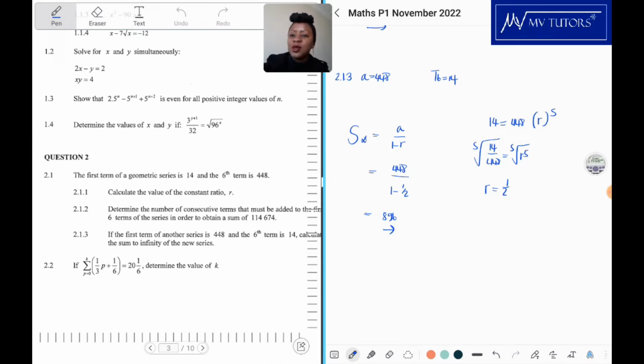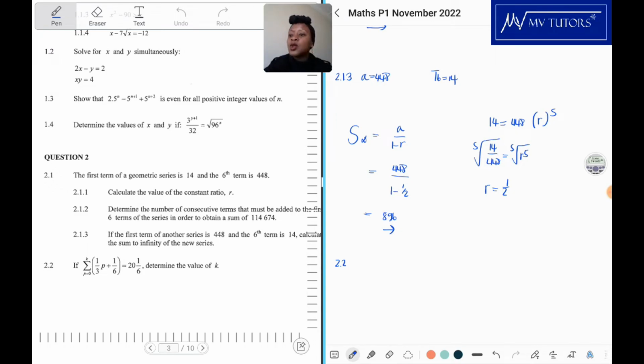And now we get to 2.2. All right. So if the sum of that series, it looks arithmetic, is equal to that, determine the value of k. And how do I know that it's arithmetic? The unknown p is not an exponent, it's just like part of the line. Okay, I hope that makes sense. So now let's look for the value of k being the last value.